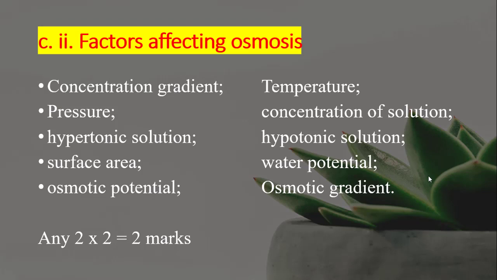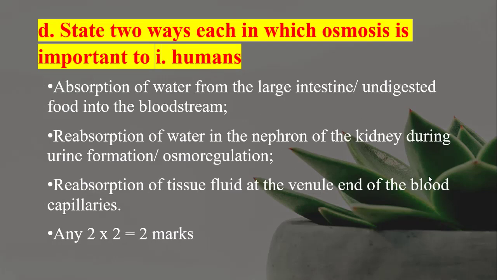We were to state 2 ways in which osmosis is important to humans. Absorption of water from the large intestine, from undigested food into the bloodstream. Even though we have water absorption occurring in the stomach and other parts of the digestive tract, or the alimentary canal, most of the water is absorbed from the food, and that's what creates the semi-solid situation in the case of the feces that we pass out of the anus.